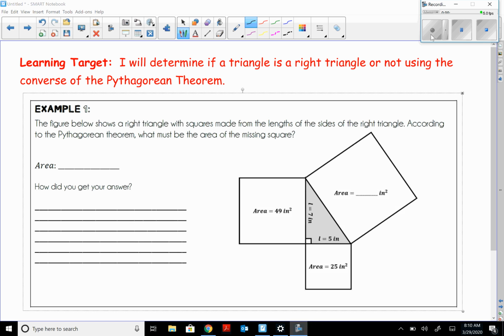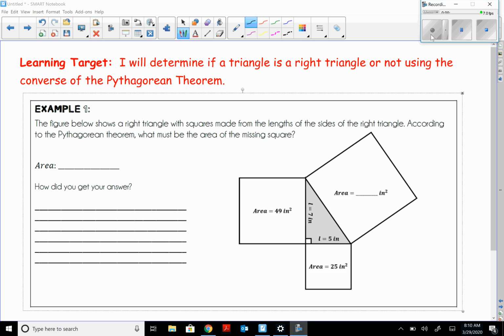Let's do an example together. The figure below shows a right triangle with squares made from the lengths of the sides of the right triangle. According to the Pythagorean theorem, what must be the area of the missing square?